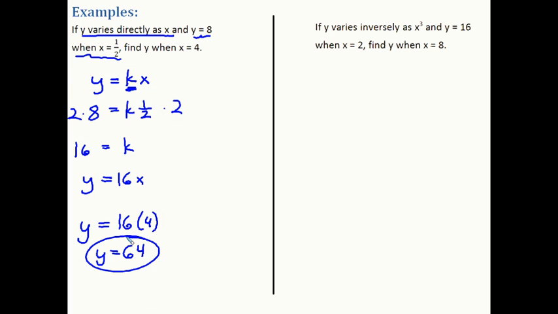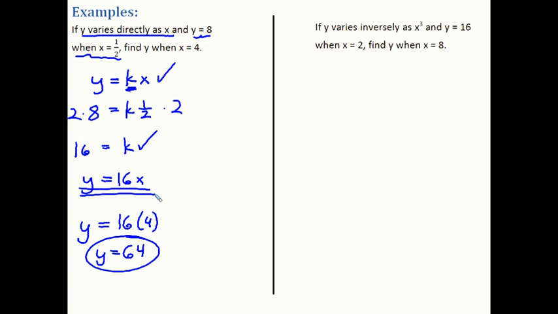This was a couple steps. First, we wanted to use the equation to help us find k. Once we found k, we wrote our general equation. And then once we have that, we can find the y value when x equals any number, in this case, when x was equal to 4.